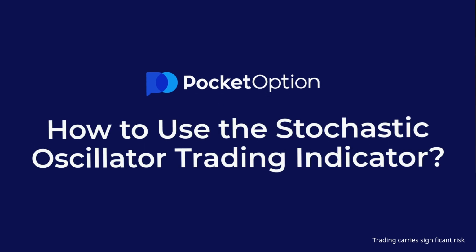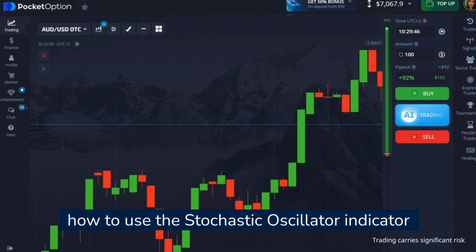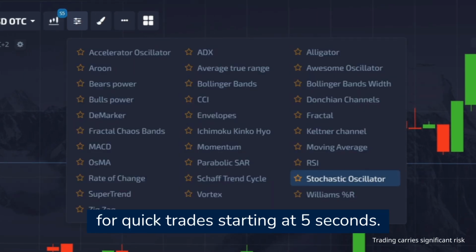How to use the Stochastic Oscillator trading indicator. Today, we'll show you how to use the Stochastic Oscillator indicator for quick trades starting at 5 seconds.